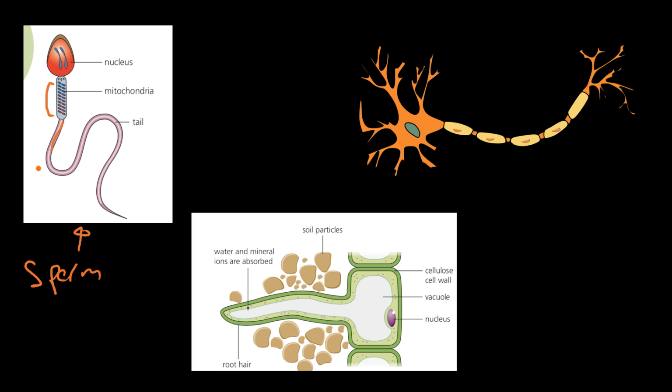Now, moving actually requires energy. The mitochondria is there so that it can carry out aerobic respiration and provide that energy. So that is why this sperm cell is shaped exactly like it is.